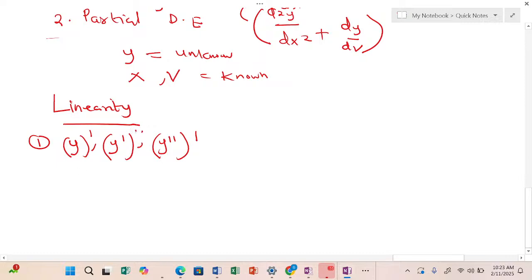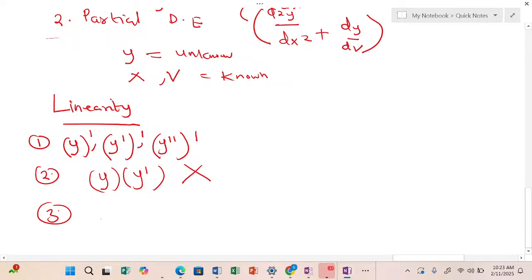That's the first condition. Now the second condition is that there shouldn't be any multiplication, that is, a product of the unknown variable with its derivative. Such a thing is not allowed. The multiplication of y, the dependent variable, by its derivative shouldn't happen. When it happens, we disqualify it from being a linear equation. So we move on to the third condition.